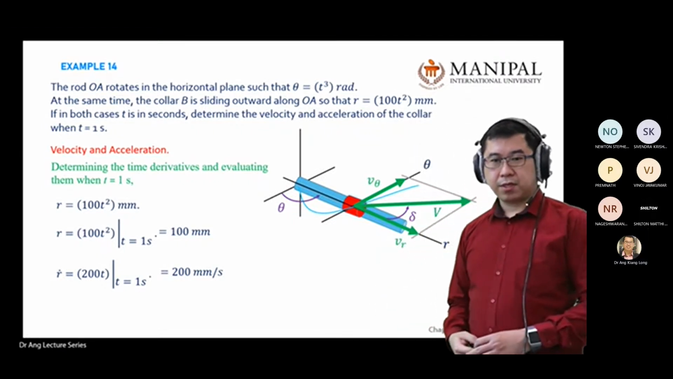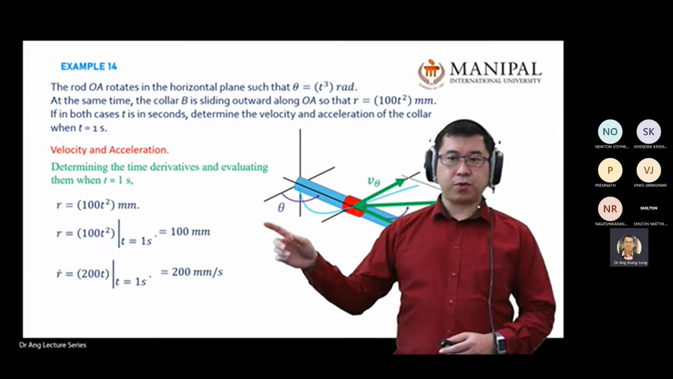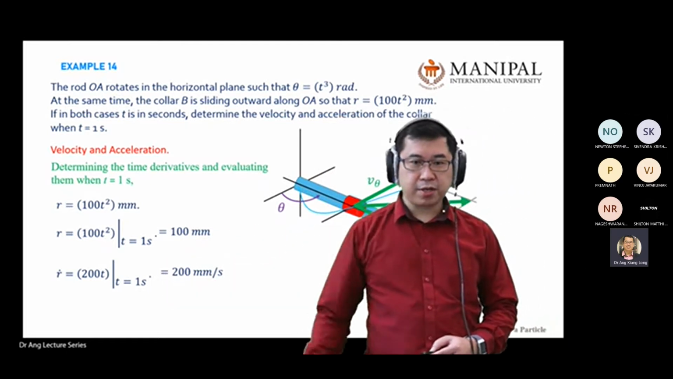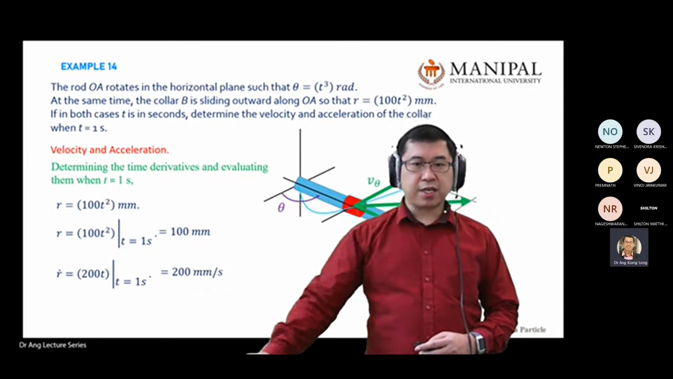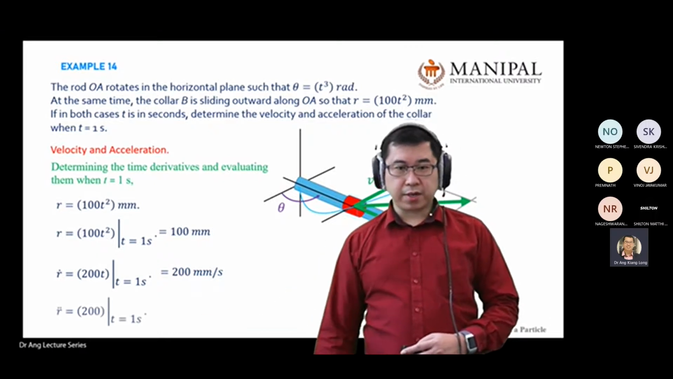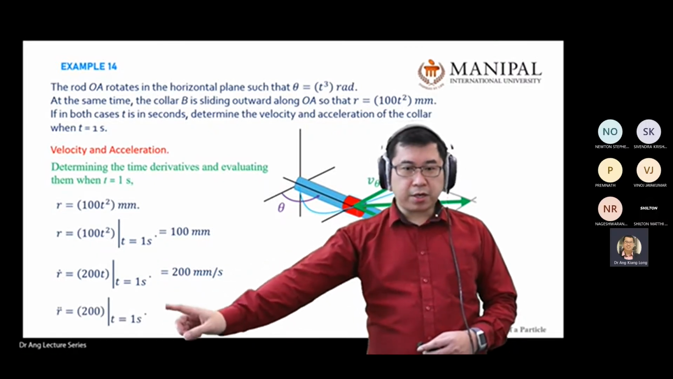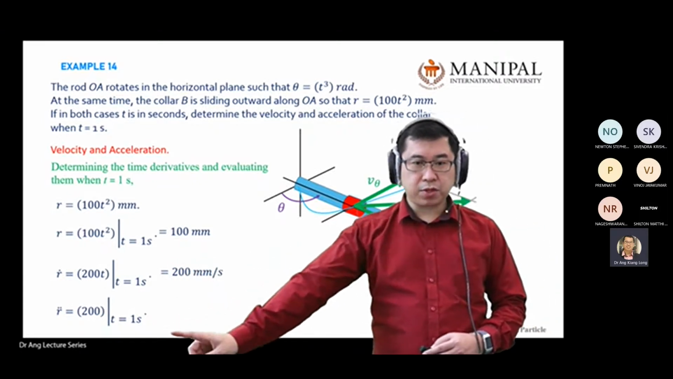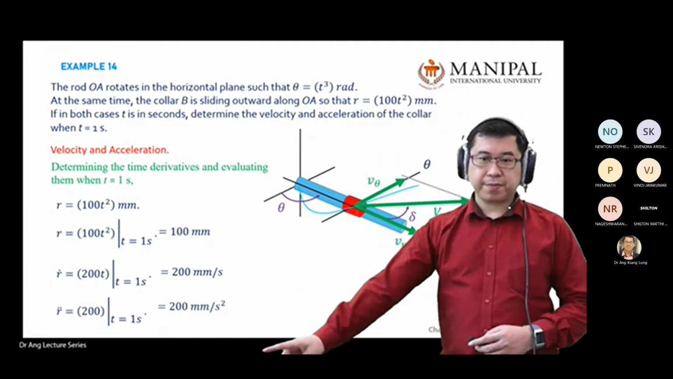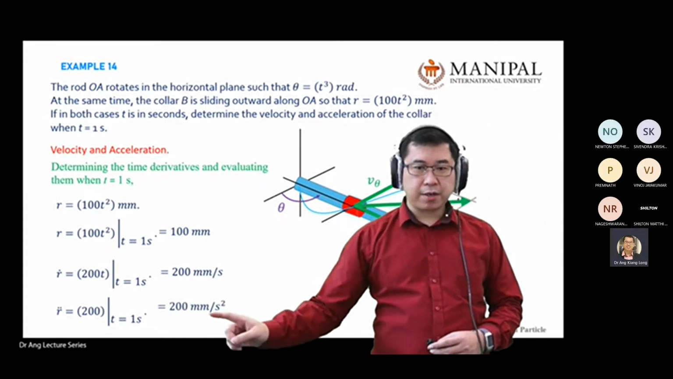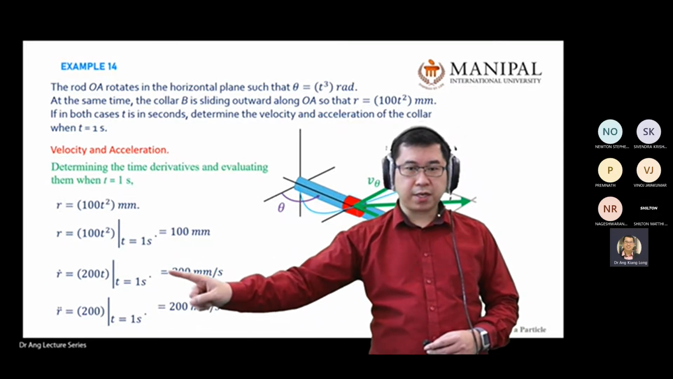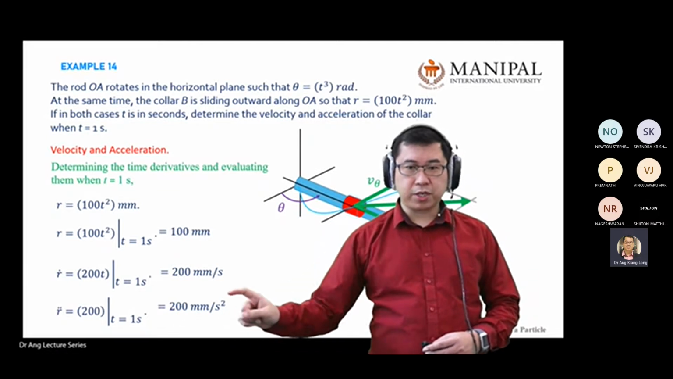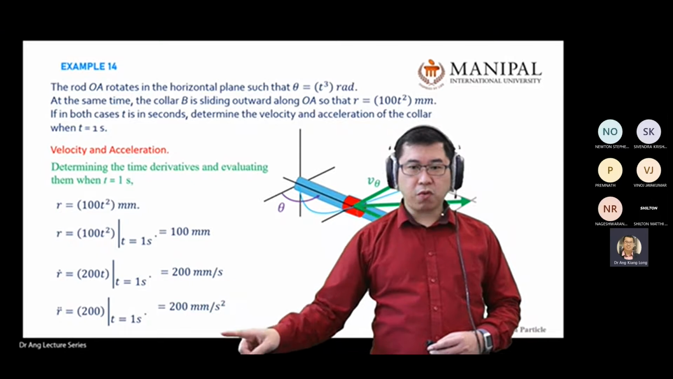Okay, so what happens if you double differentiate, or differentiate one more time your R dot? You need to take the 200t and then differentiate over t again, you get 200. So if you calculate R double dot, you transform 200t to 200, and then you substitute t there, you still get 200. So the answer is 200, but the unit changes to mm over second square.